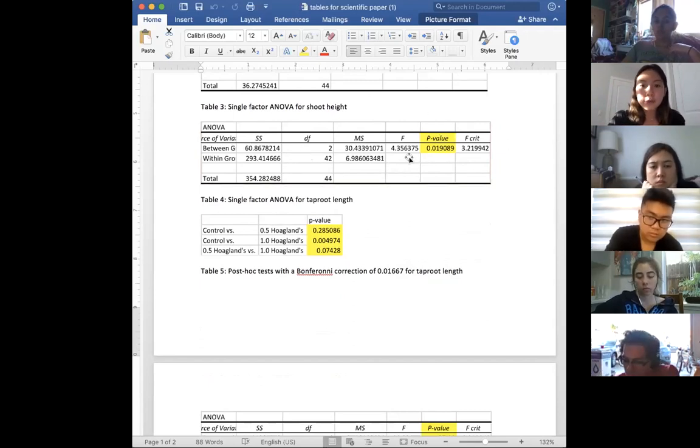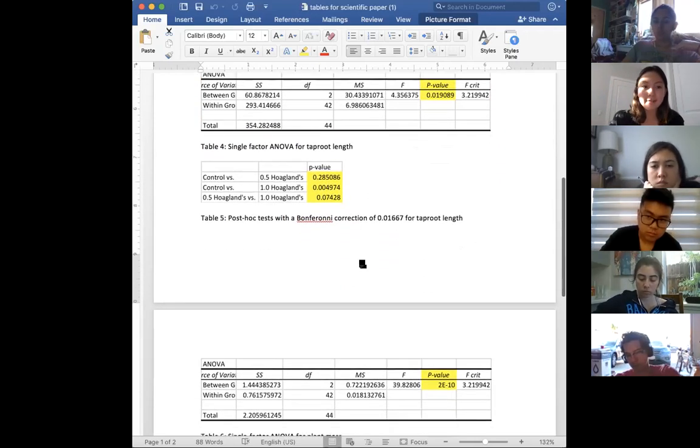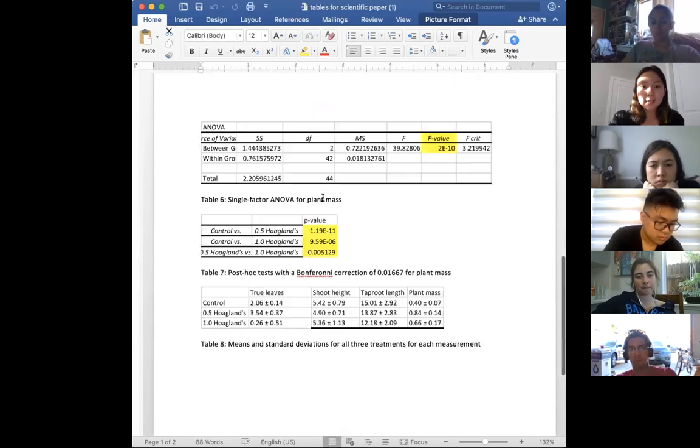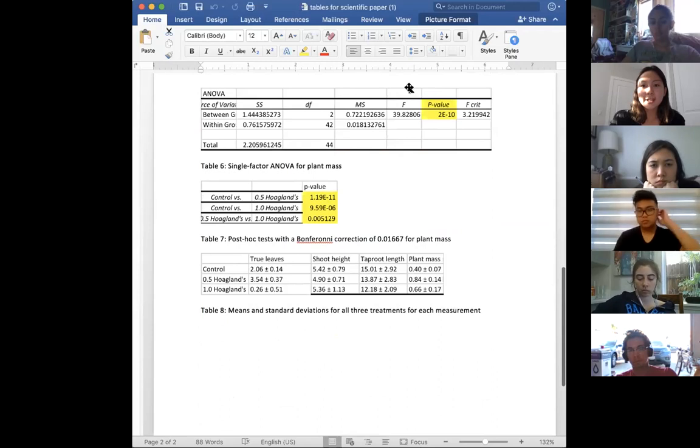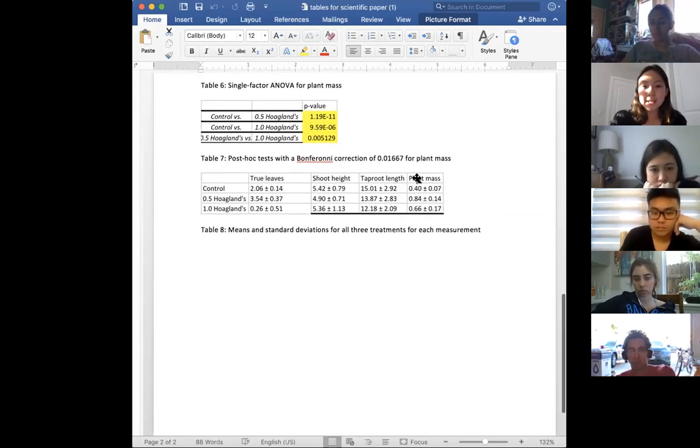And then again, for taproot length, we did run a post hoc test because the p-value was less than 0.05. So once again, I pretty much just made a separate table with control versus half, control versus full, and then half versus full, and then copied and pasted those respective two-tailed p-values. And then finally, we have plant mass. Once again, I just copied and pasted the bottom portion of the ANOVA table, which is just the p-value, and then made a separate table with the post hoc test. Your last table is going to be the means and the standard deviations, and I'm going to show you guys how to do this right now.